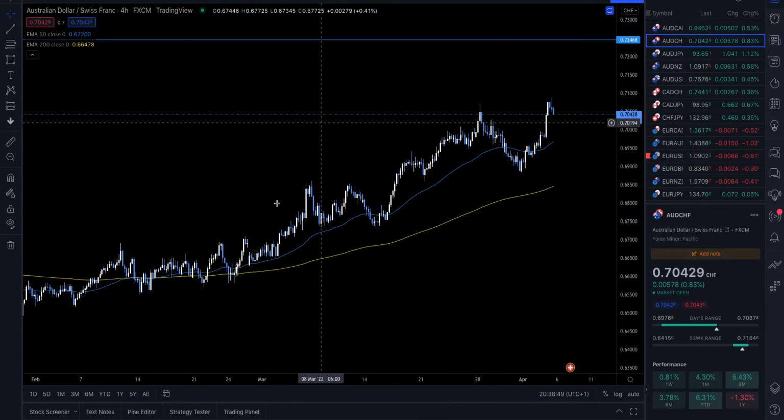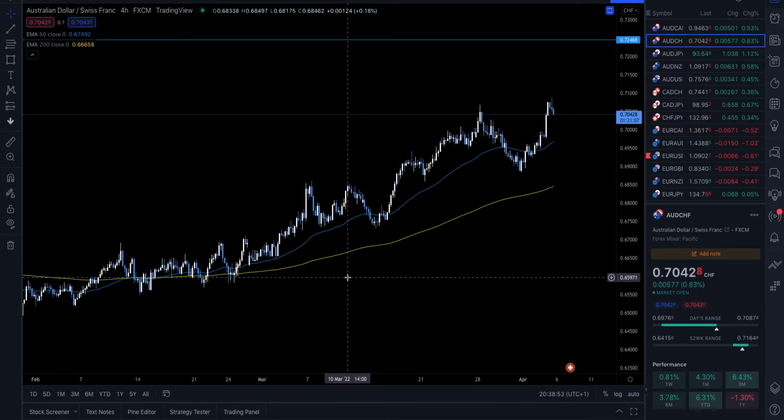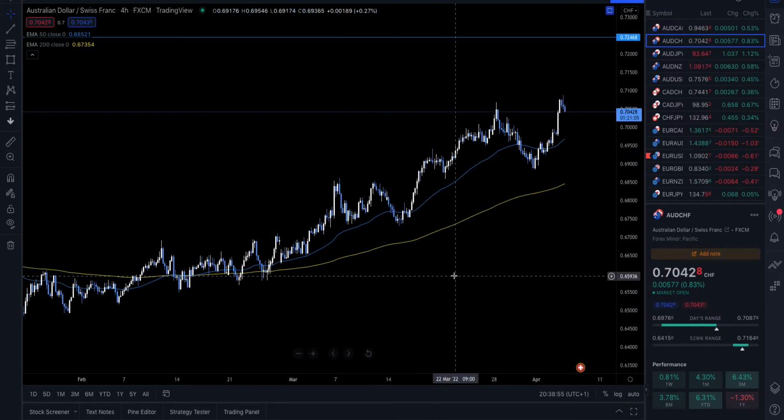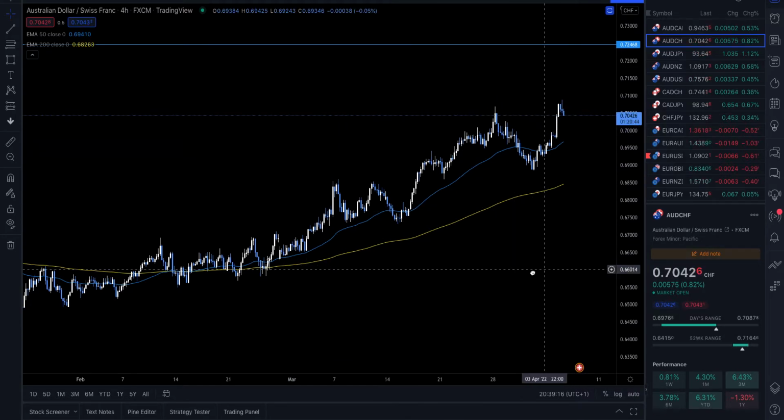There's nothing on the screen bar the moving averages currently, and what we're going to do now is start to find areas of support, areas of resistance, channels and trends. So the first thing we can quite clearly see is that AUDCHF has been in a clear uptrend pretty much since the start of February now, and this is shown by the lows gradually becoming higher over time and the highs gradually becoming higher over time as well. So automatically we can see price is in a clear uptrend.